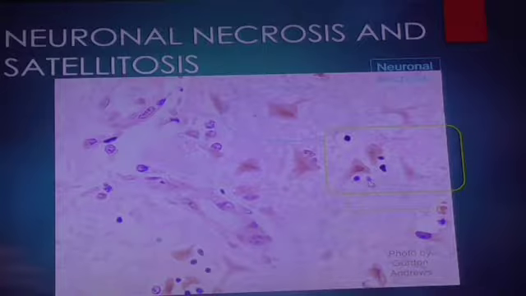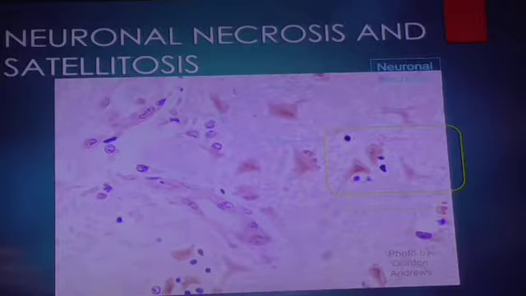Oftentimes with neuronal necrosis, we have a term we call satellitosis, where we have surrounding dead or dying neurons, we have the accumulation of oligodendrocytes. So they're trying to sort of get rid of this dead and dying neuron, and they start to surround the neuron, and the term is called satellitosis, kind of like satellites in space are constantly in orbit. So this is neuronal necrosis, and this is satellitosis.